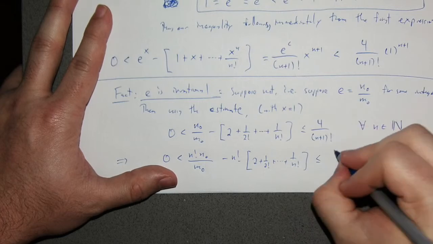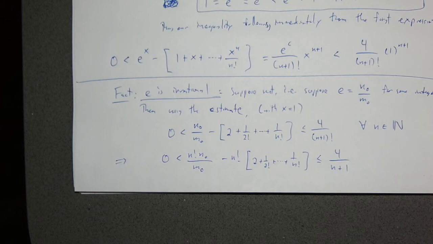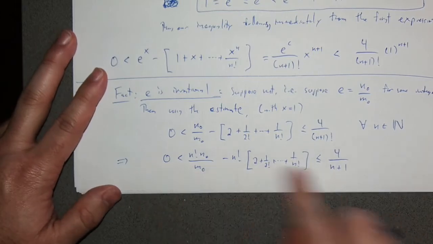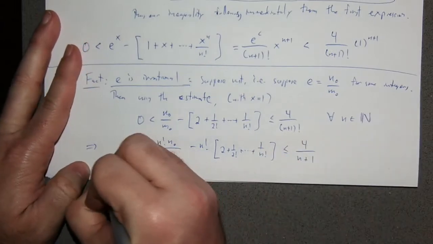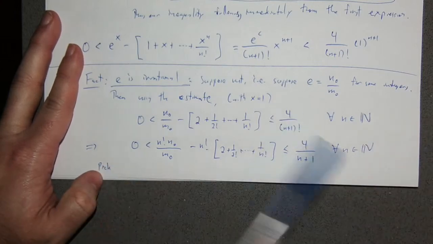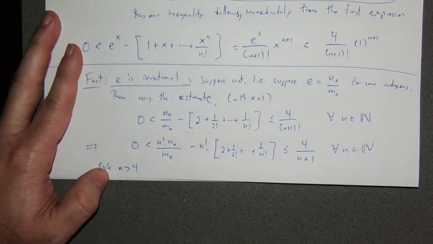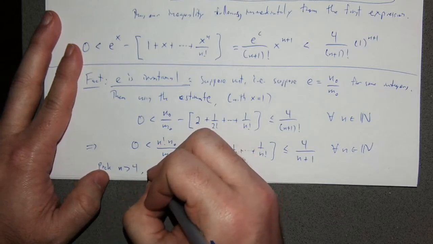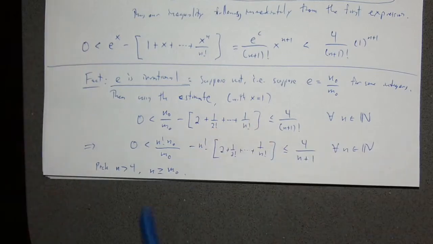And that is less than or equal to 4 over n plus 1. Okay. But this, I claim, does it. Why? So again, this has to be true for all natural numbers n. So what I do is take advantage of the fact that this has to be true for any n, and I pick an n that is strictly bigger than 4, and I pick an n such that n is bigger than or equal to m naught, whatever m naught is. I can definitely do that. Doesn't matter what m naught is.